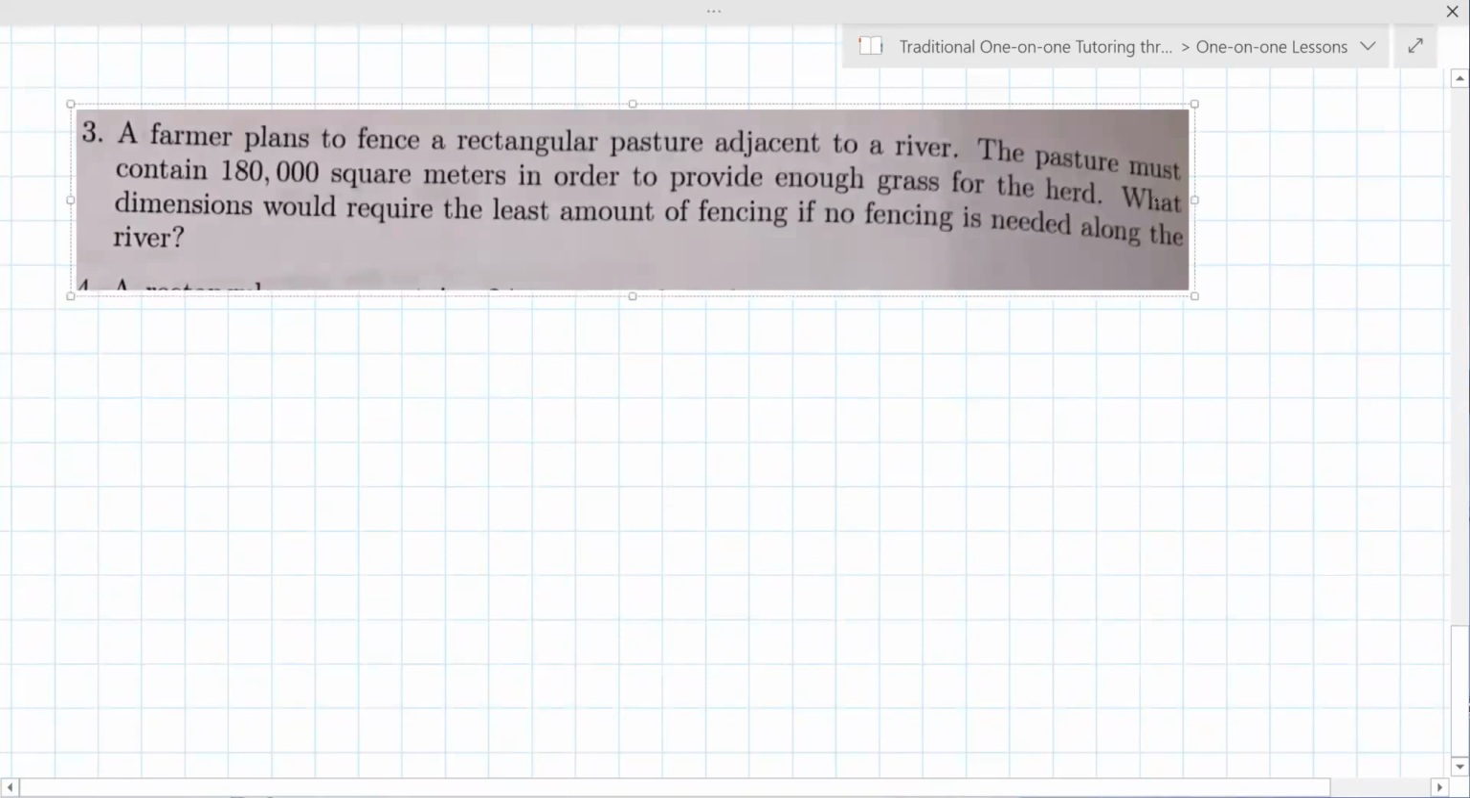If you remember from taking the SAT, you really should go back down to the question: what dimensions would require the least amount of fencing if no fencing is needed along the river? So you're trying to find the dimensions. You're trying to find X and Y. Read this and see if you can draw a picture for this scenario, and keep it simple, really simple.